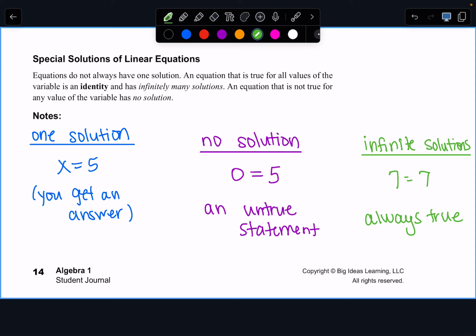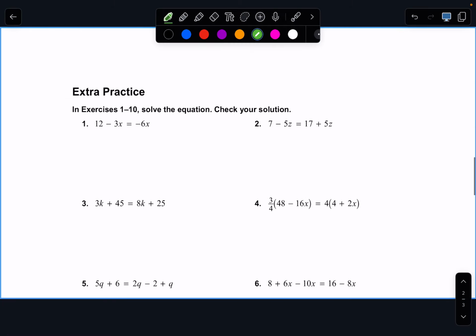Now, you know I'm going to show you what this looks like. But before I do, I want to make sure that we're good to go on solving with x's on both sides before we get to those special cases. All right, so we're going to slide over to the next page, and we are going to look at number 2.